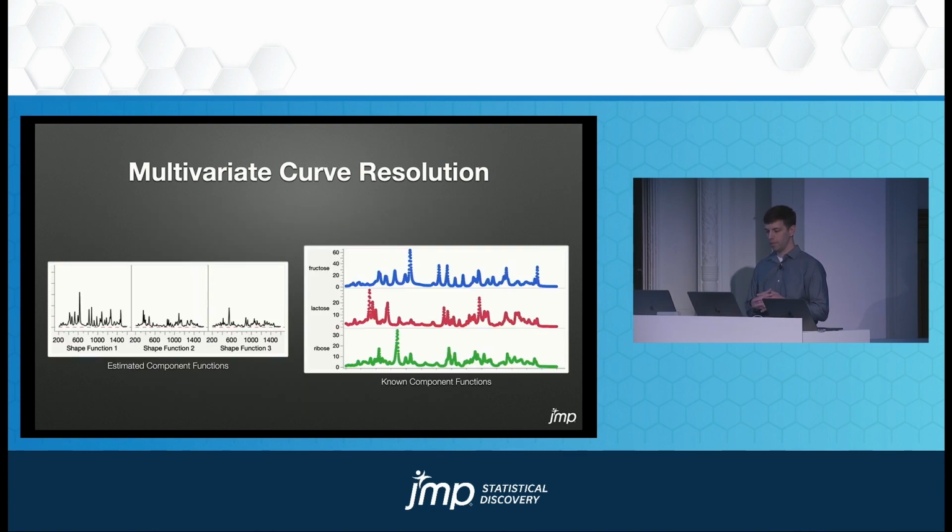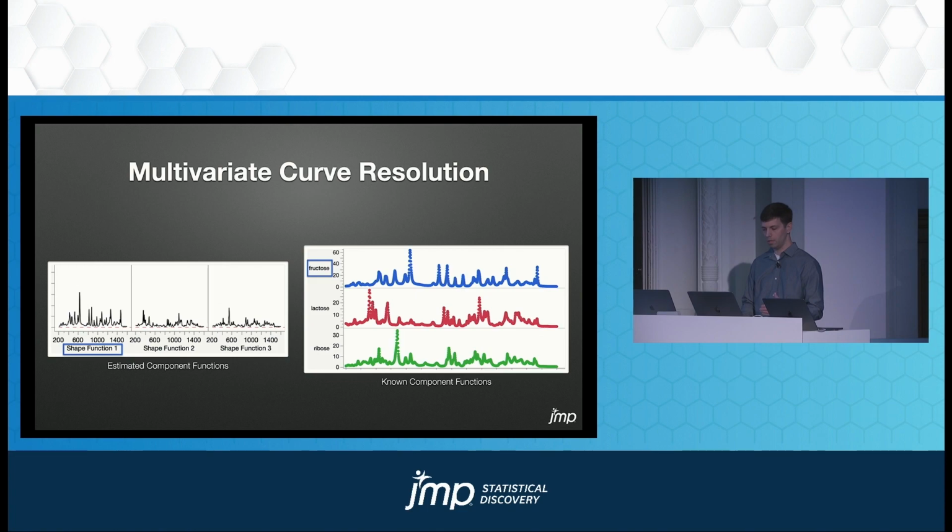So if you're not familiar with FDE, the main goal of the platform is to take the variability in your functions and represent it into a smaller subset of shape functions. So in multivariate curve resolution, these shape functions should ideally represent the components of interest. And so the estimates we have here, you can see that they're matching up fairly well.